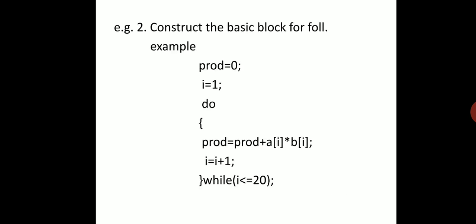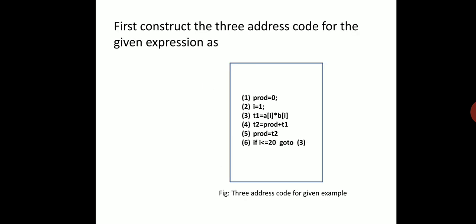Here, production is equal to production plus A of I into B of I is not three address code, so here we have constructed the three address code. Now this is a jump instruction. We know that if is a jump instruction, because if the particular condition is true, we have to jump to a new location. That is given here: if I less than or equal to 20, go to statement number 3.